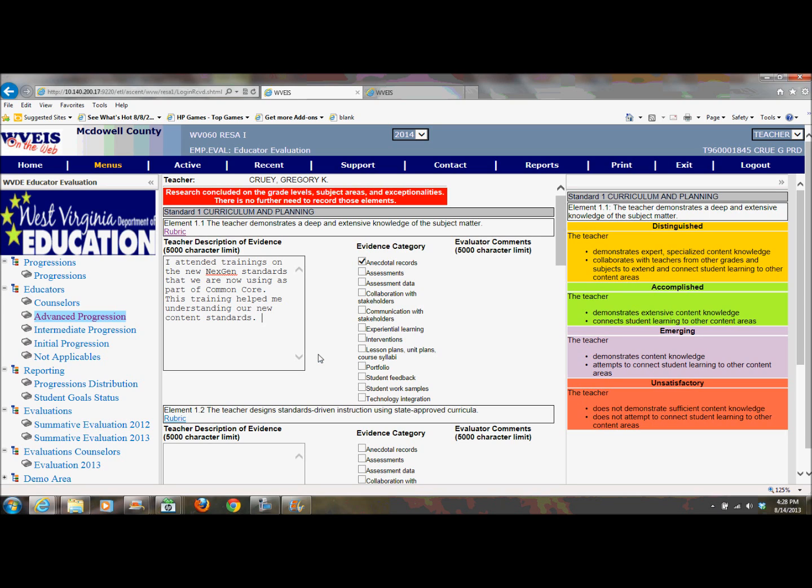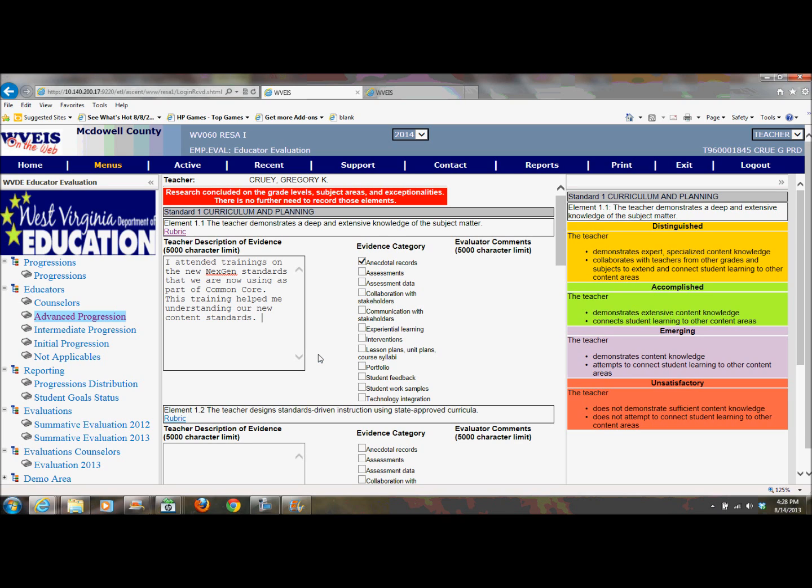Let's talk about when not to collect evidence. When you rate yourself on your self-reflection as emerging or accomplished, and your evaluator agrees with you, there's no reason to run around trying to gather up evidence to prove what you both agree on. Your evaluator is not going to require that evidence of you if you agree. And, as a teacher, you're busy enough. You don't have to spend time collecting evidence you don't need.